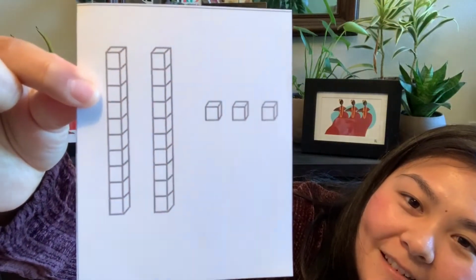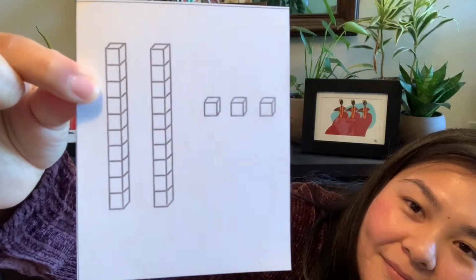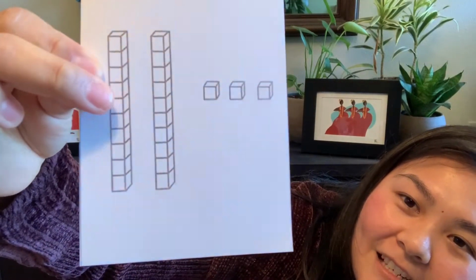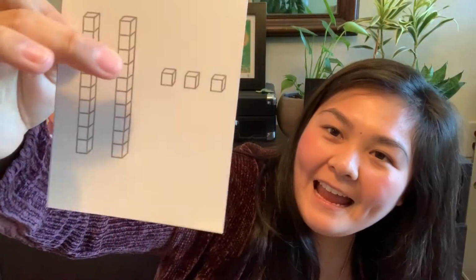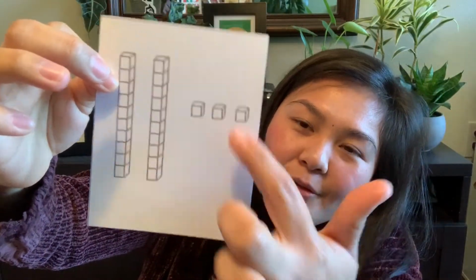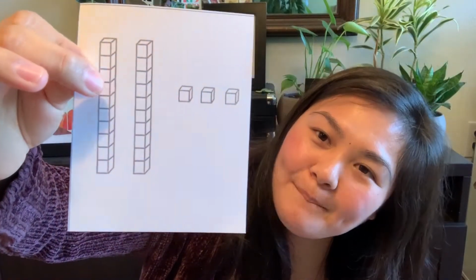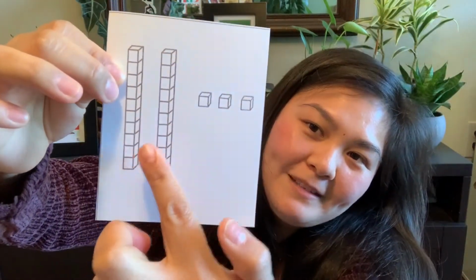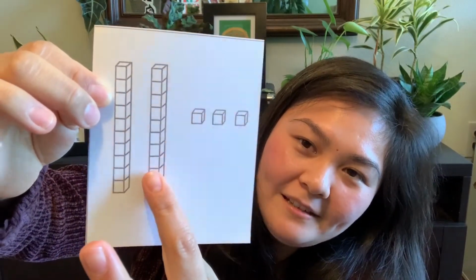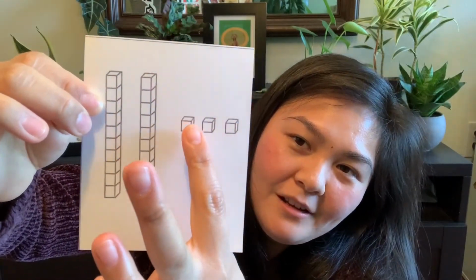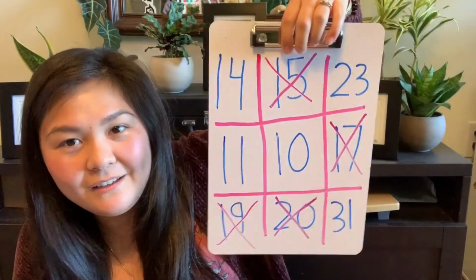So now what do you see? Yeah, I see 1, 2, 10 sticks. So 2 groups of 10 and 1, 2, 3 ones. So we're gonna count by 10s because of these groups of 10 and then by ones. Ready, set, count. 10, 20, and now by ones. 21, 22, 23. The last number we said is 23.